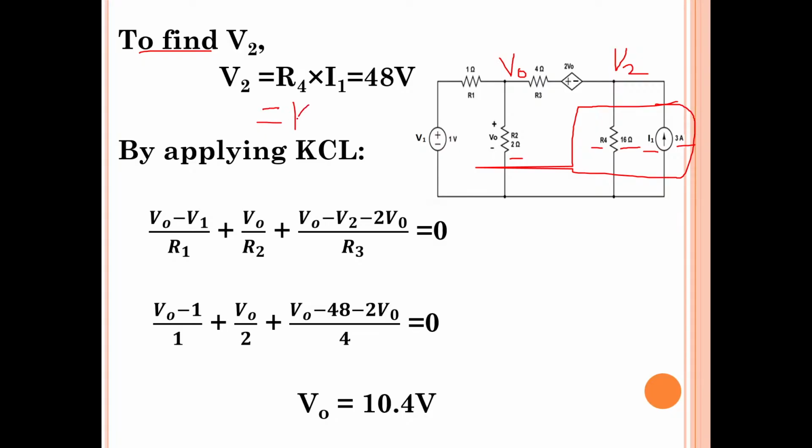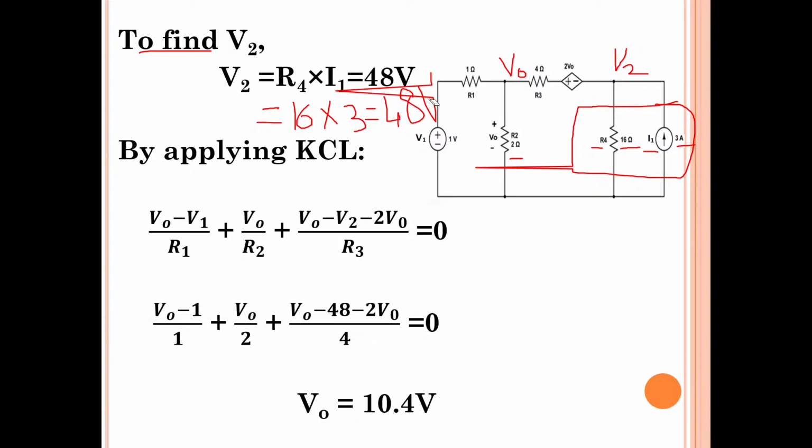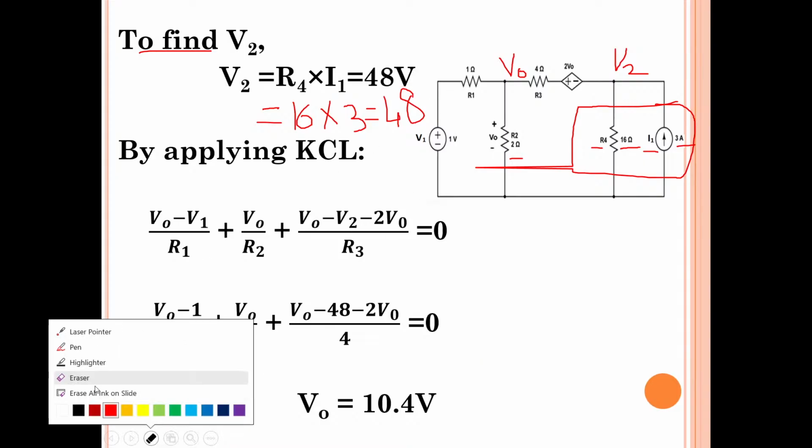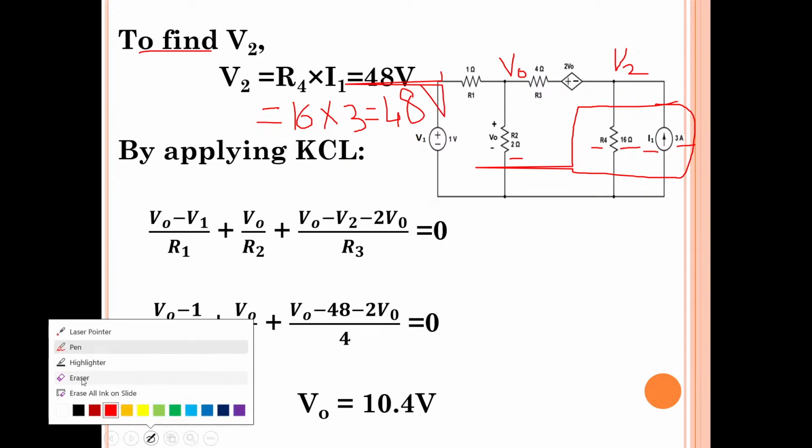So V2 is equal to 16 into 3, that is equal to... complete. Okay. This is the voltage. I am unable to write V.